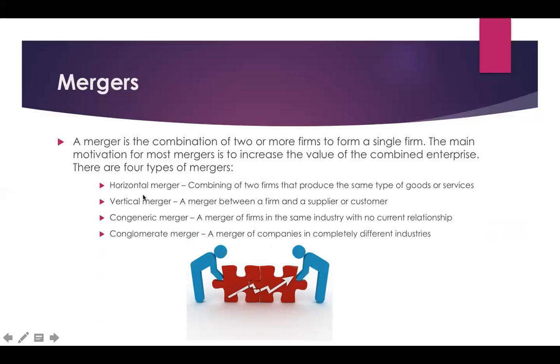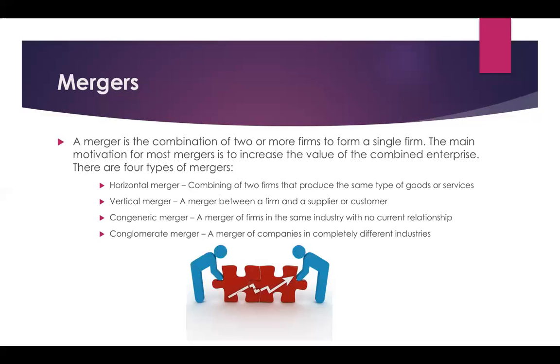And finally, you have the conglomerate merger, which is a merger between companies from two completely different industries. A good example of this would be Amazon and Whole Foods. Another example of this would be the Walt Disney Company when they merged with ABC.